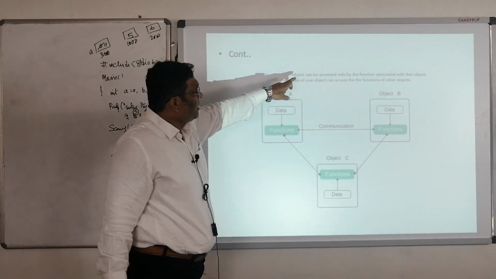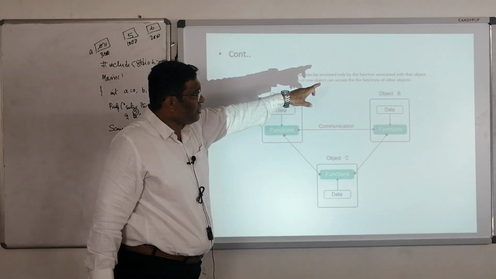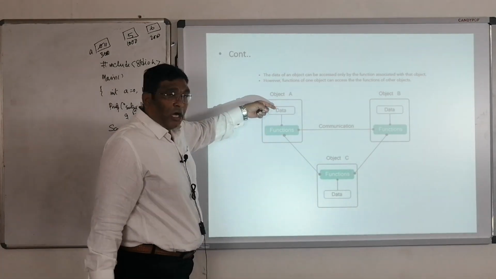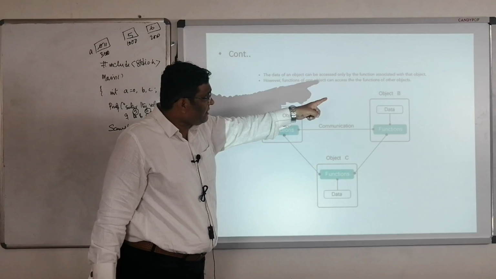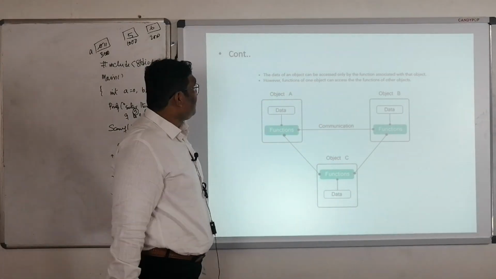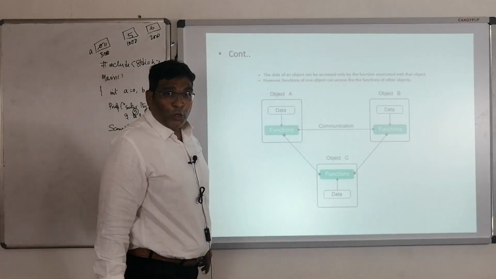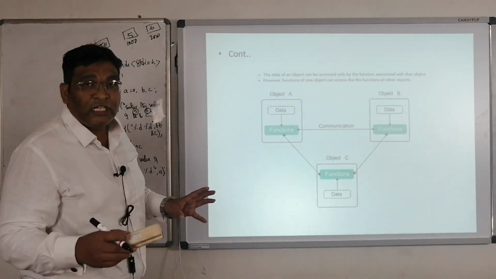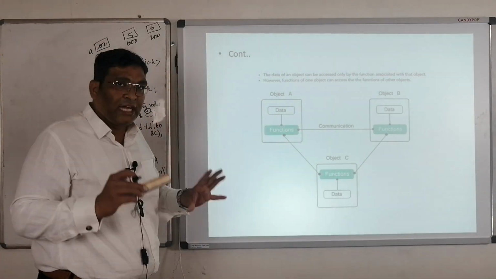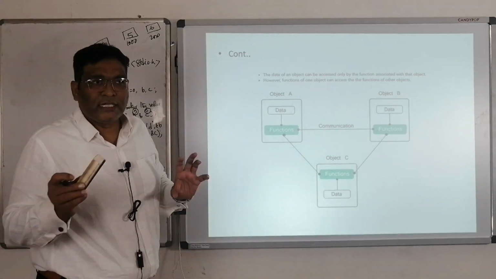The data of an object can be accessed only by the function associated with the object. However, a function of one object can access the function of another object. This is the concept of object oriented. When you define a function, whatever data you are specifying is used only for that function. It cannot be used for another function.